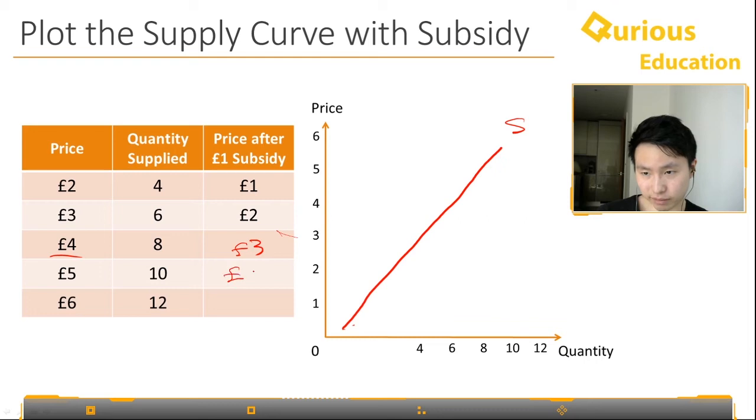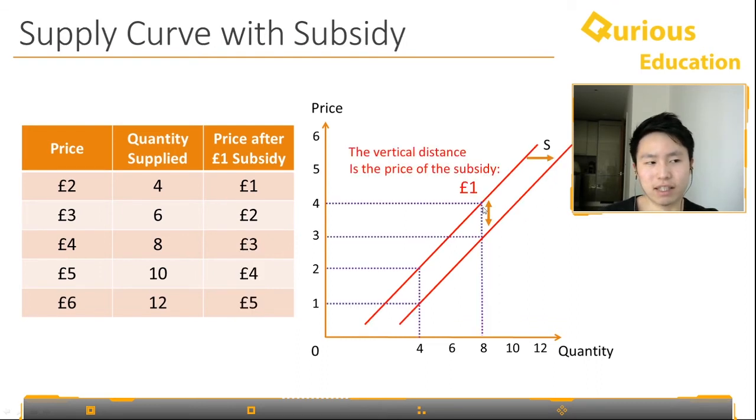So if we assume that the subsidy decreases the market price by the amount of the subsidy, then we'd have something like this, right? And if we actually put that on the graph, we would have that. So you can see the supply curve is actually shifting to the right.